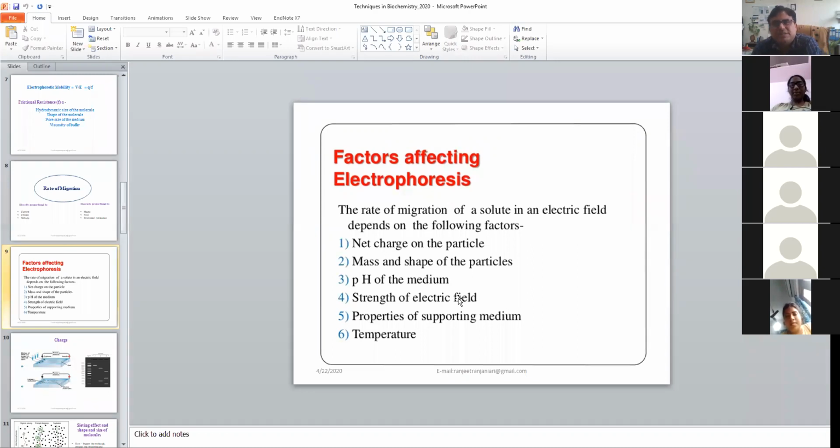Now, some of the factors which affect electrophoresis are the net charge on the particle. For the molecule you are going to separate, what is the net charge on that particle? It influences the separation of that particular particle. Next is the mass and shape of the particle.